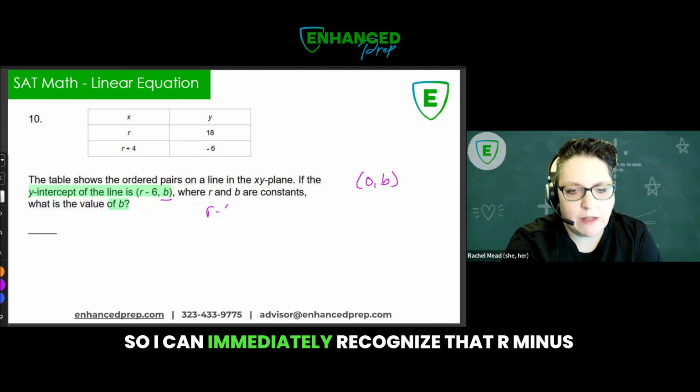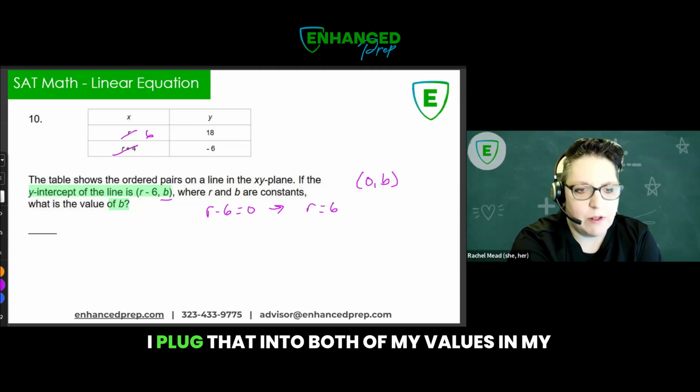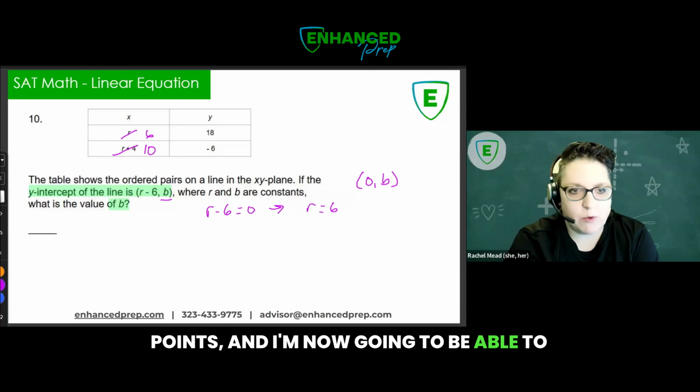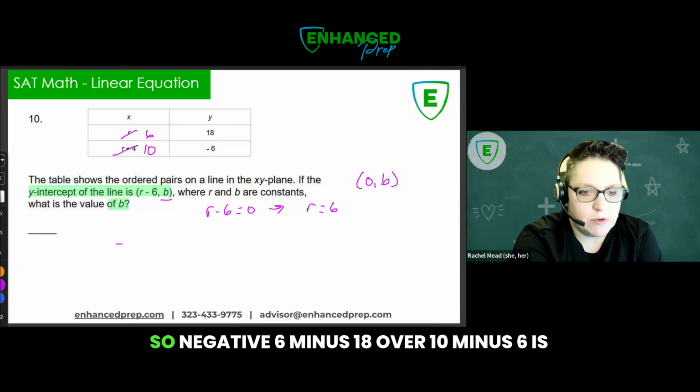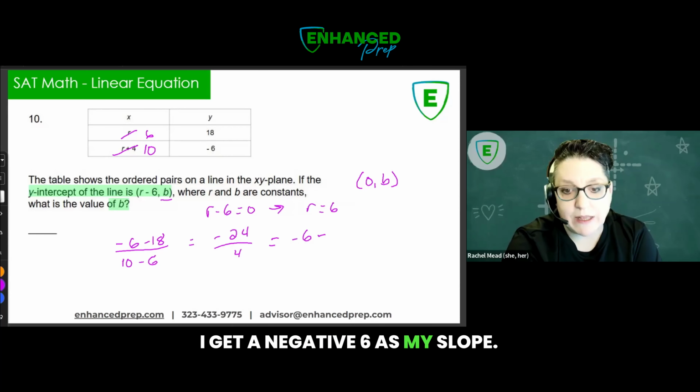So I can immediately recognize that r minus 6 is equal to 0, which is going to tell me that r is equal to 6. I plug that into both of my values in my points, and I'm now going to be able to quickly find my slope. So -6 minus 18 over 10 minus 6 is going to give me a -24 over 4, and I get a -6 as my slope.